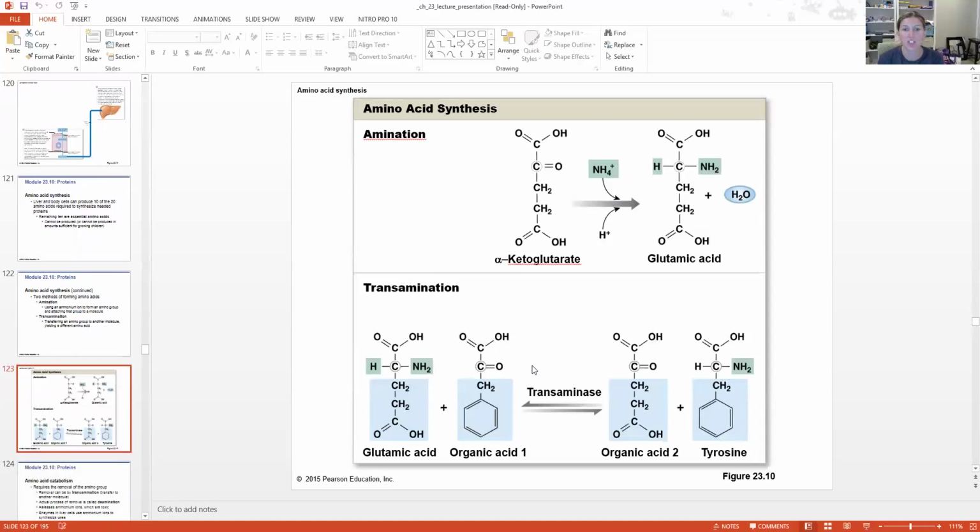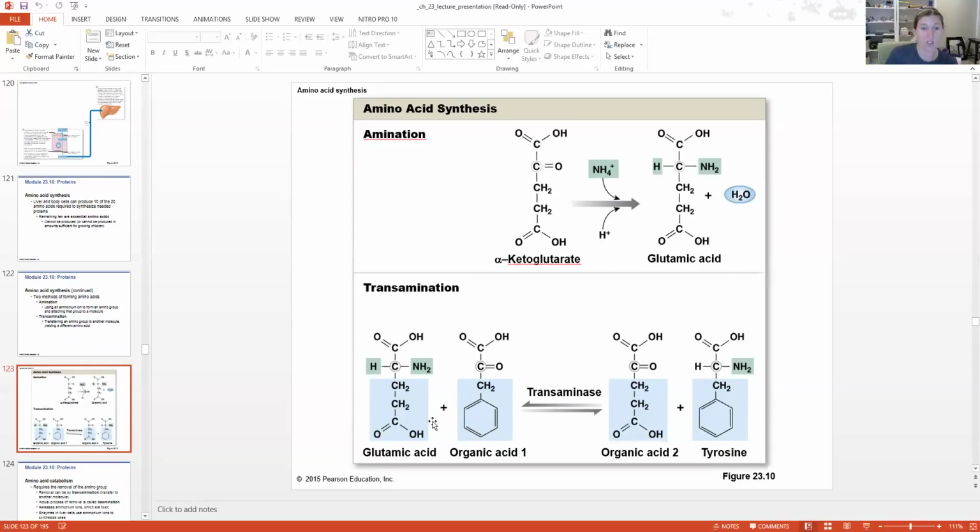Here's the process of amination. You have alpha ketoglutarate, and you stick an ammonia ion on it. Notice that it is a reduction reaction where we're adding hydrogen, and in it we're creating that NH2, which is our amine group, sticking another hydrogen on so our carbon's nice and happy with 4 bonds, creating a water in the process. This is called a dehydration synthesis reaction where we're actually removing a water molecule to create a larger molecule.